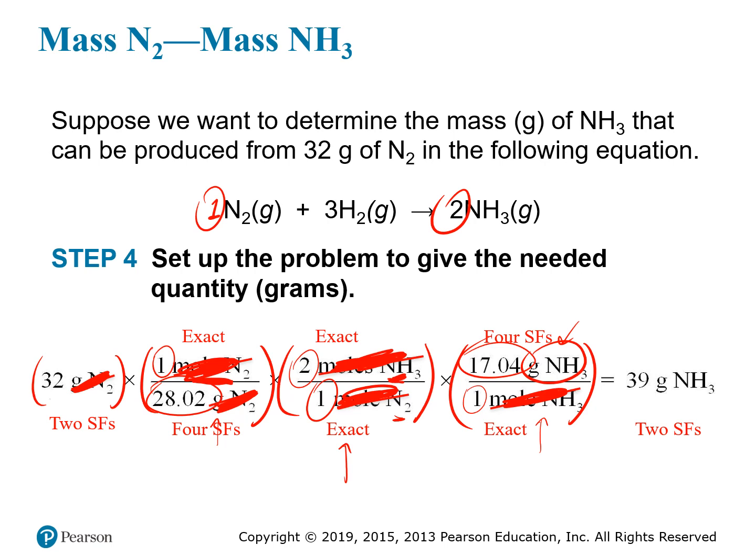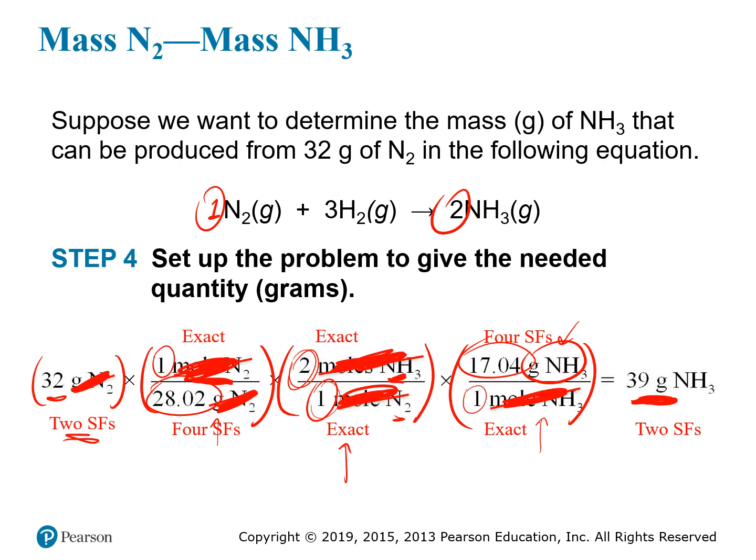So you take 32 grams, multiply it by 1 over 28.02, or divide it by 28.02, then multiply it by 2, divide by 1, then multiply it by 17.04, divided by 1. And what you get is 39 grams, keeping in mind that we're restricted with significant figures.